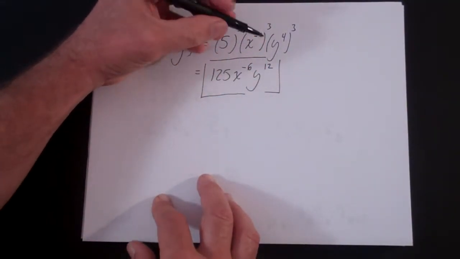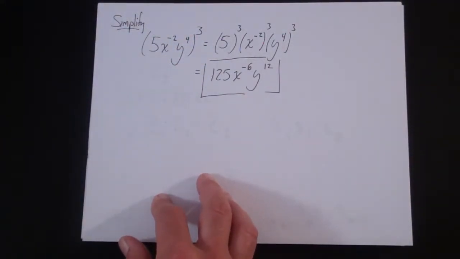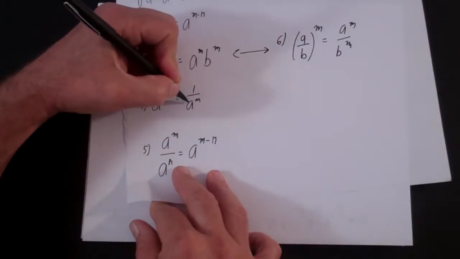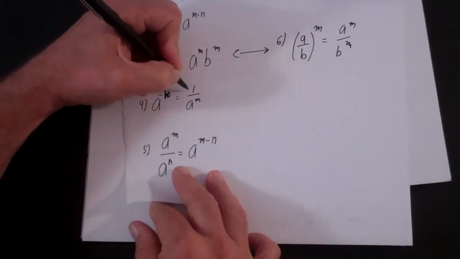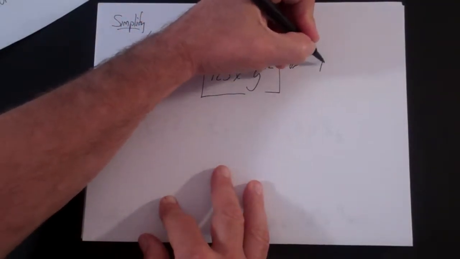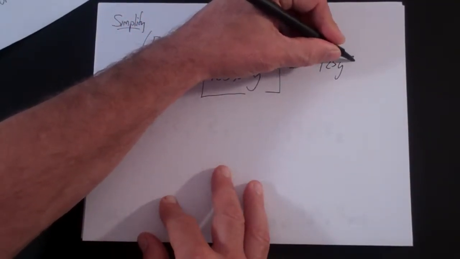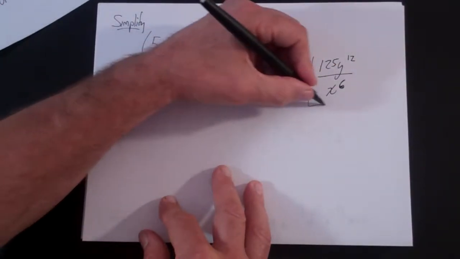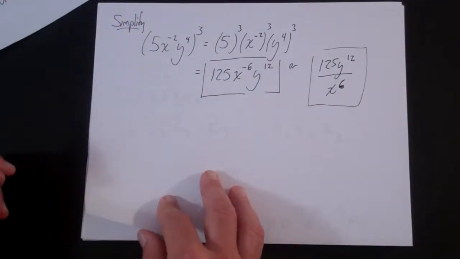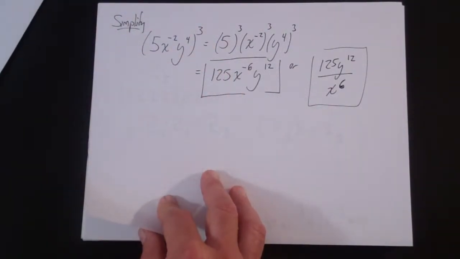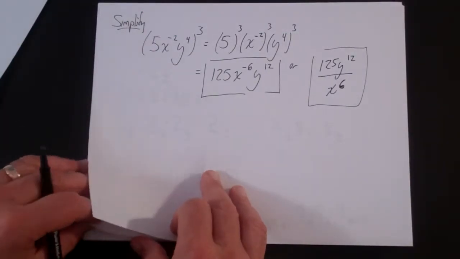An alternative answer is, what does a negative exponent mean? Look at what a negative exponent is: a to the minus n is 1 over a to the n. So you could write this as 125 y to the 12th over x to the 6th. And in this case, either one would be appropriate. This one's probably more common. Let's look at another example.